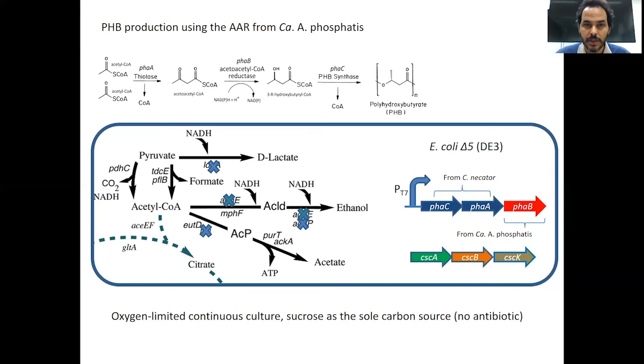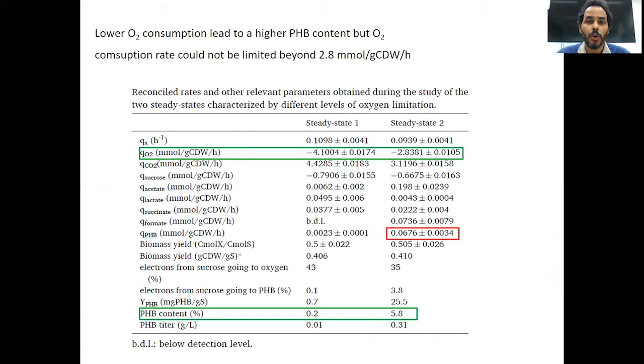In this table, you can see the main kinetic parameters obtained in two steady states. These two steady states are characterized by different rates of oxygen consumption. It is possible to see in this table that in steady state two, with the smallest oxygen consumption rate, we obtain the largest PHB accumulation. Moreover, we were also capable of obtaining a rate of PHB formation in continuous mode.